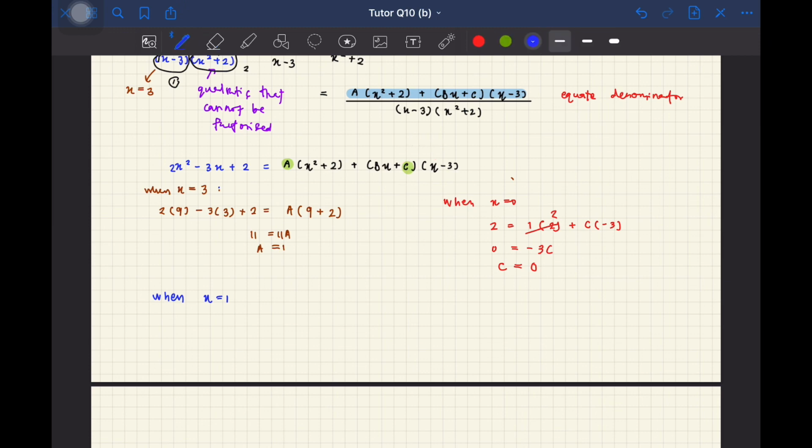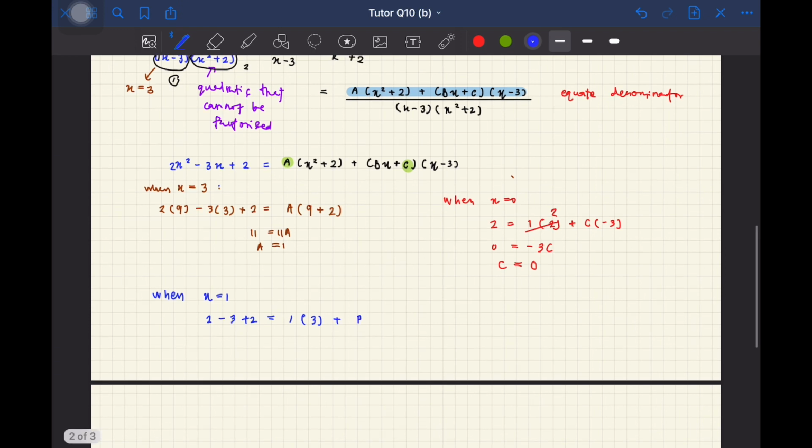Okay, so what I will get here is 2 times 1 squared is 2. And then negative 3 times 1 is 3, plus with 2, equals to A is 1. And then in bracket I have 1 squared plus 2, it's 3. Okay, and then plus with B, B we don't know, B times 1 is B, plus with C, C is 0, so you don't have to write. Okay, and then 1 minus 3 is negative 2.